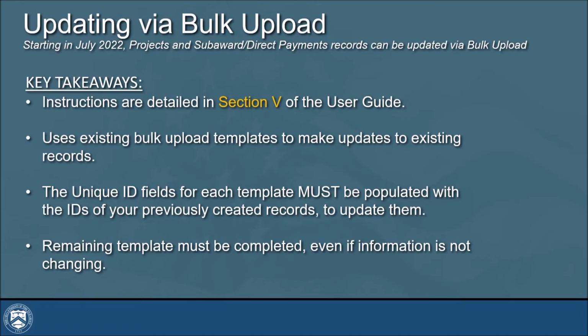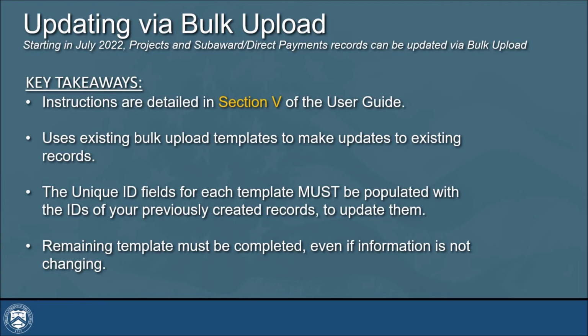All right, so now that we covered how to make revisions to previously submitted records, let's talk real quickly about making updates and revisions using the bulk upload functionality. And I know this is something that a lot of recipients have asked for, and starting in the July 2022 reporting cycle, the Treasury portal will allow you to make updates and revisions to multiple records at one time, specifically to project records and subaward / direct payment records.